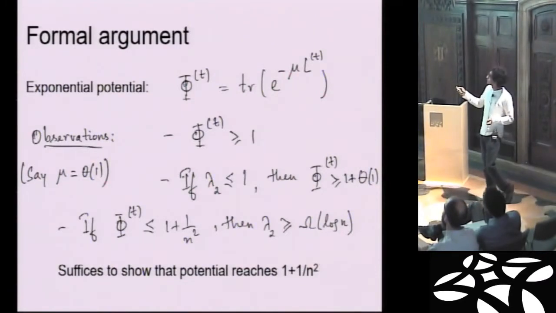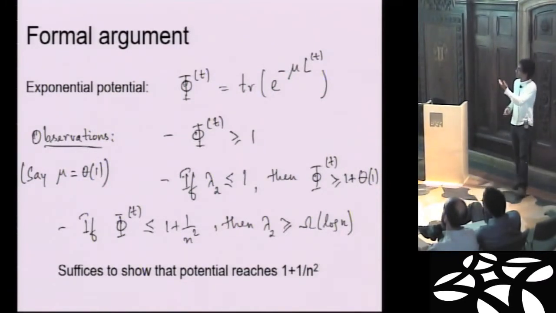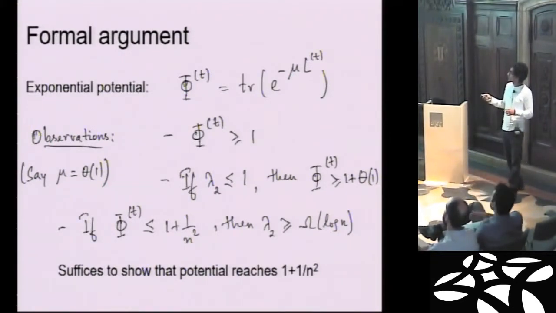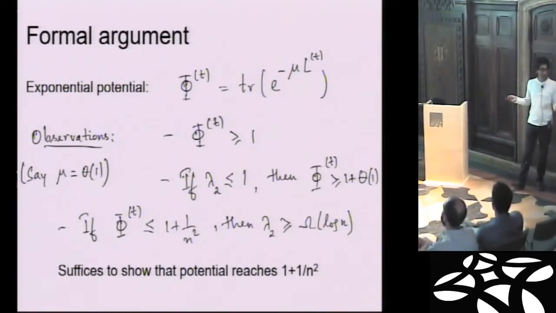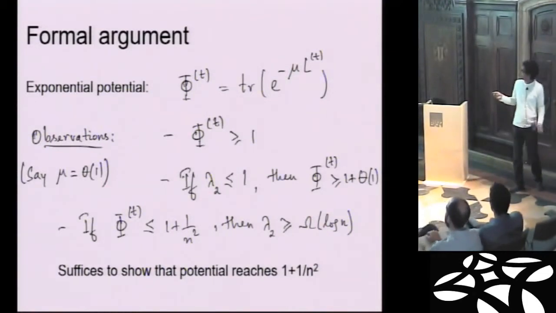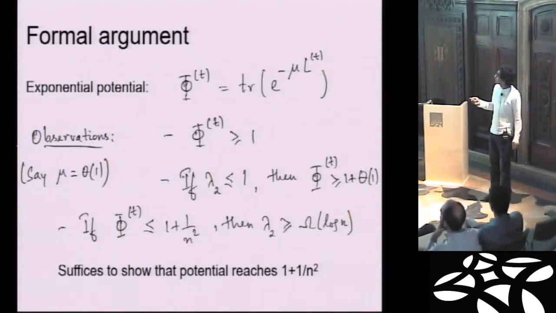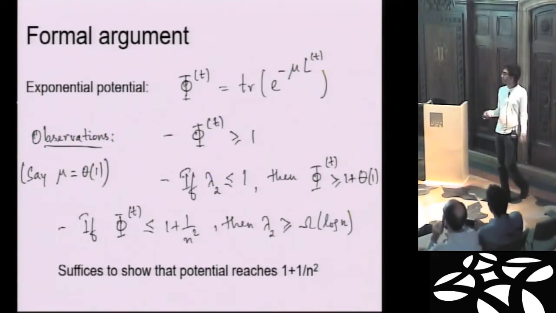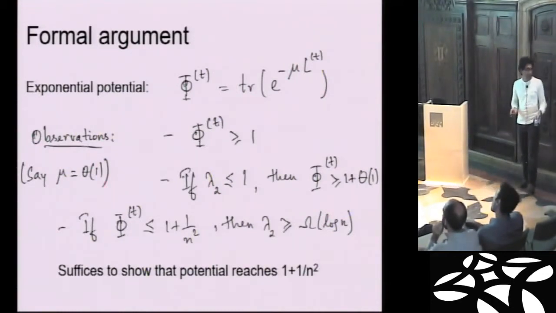We can keep track of this potential, and there are some simple observations. Because lambda 1 is always 0, this phi is always bigger than or equal to 1. And one thing to note is that if you have even one eigenvalue that's smaller than or equal to 1, then this phi is at least a constant more than 1, because one of these terms will be pretty big.